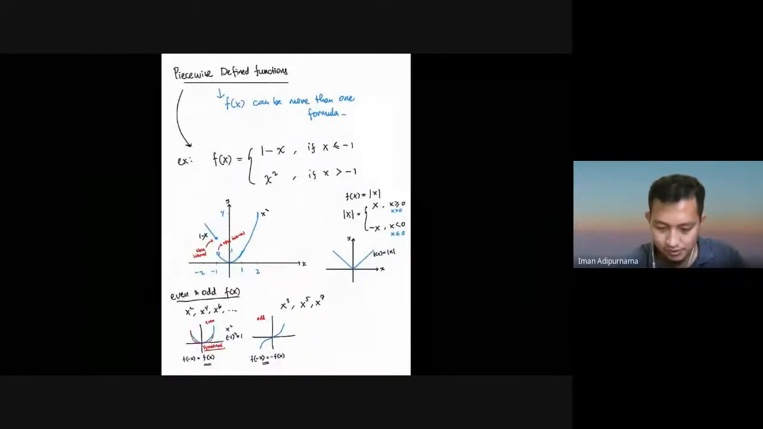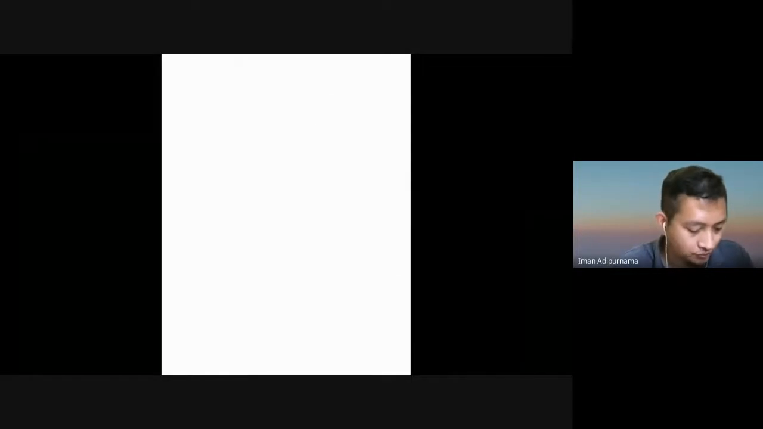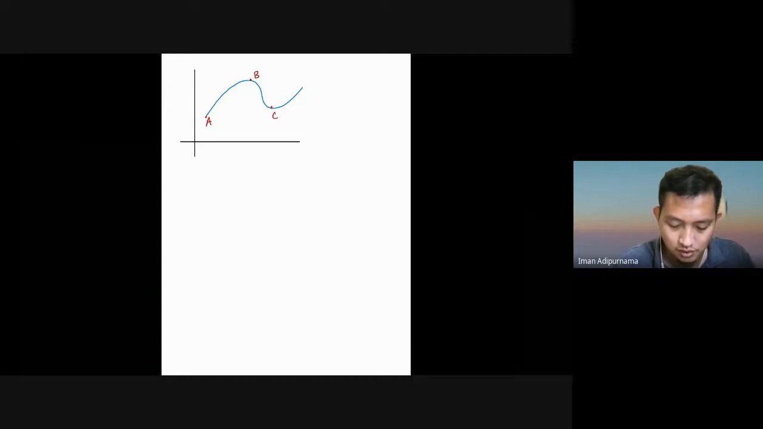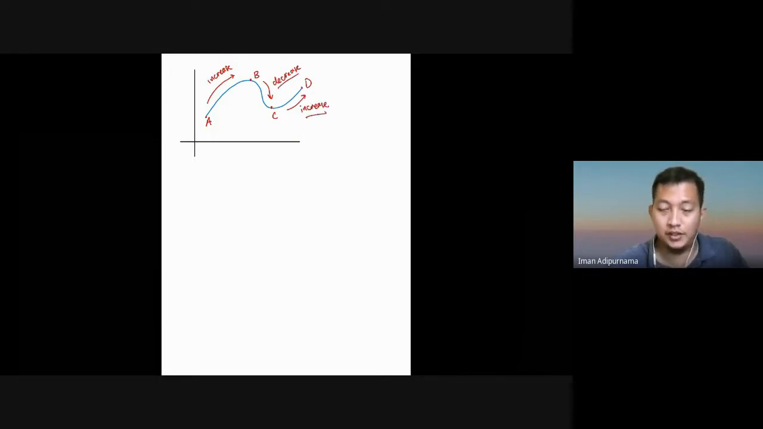Maybe one more key point. Oh wait, let me draw a function, a little bit random. Okay, maybe like that. I will name this A, this B, this C, this D. You know that from the graph itself, you can see it increases, right, and then decreases, and then increases, right? So this is about increasing and decreasing functions.